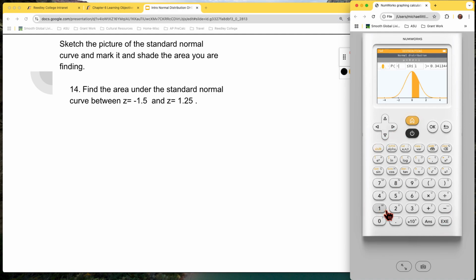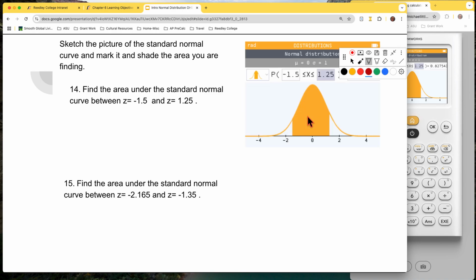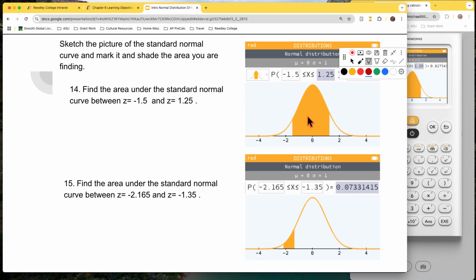Negative 1.5 should be below the mean, right? Because it's negative. And then we arrow over. This is going to give us 1.25, which is above the mean because it's positive. And then we see our area matches, right? And we've got our answer. It's 82.75%. Okay. And let me just click through this. There's one more. You do it on your own or do the homework. Same thing, just using that tool.